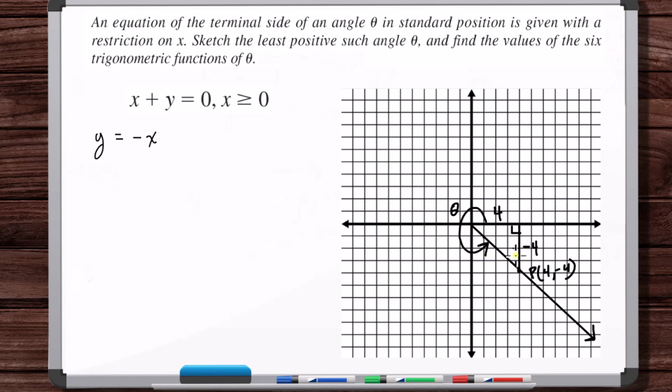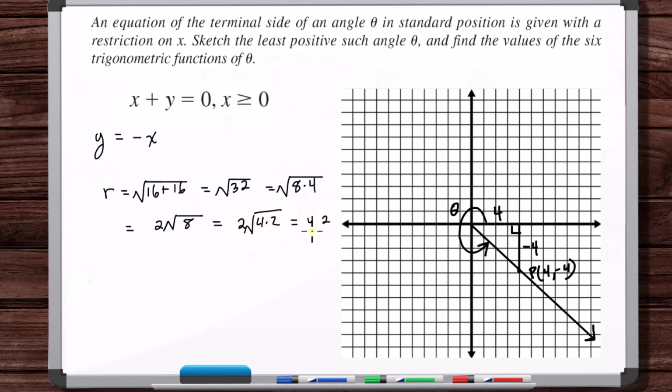Now the radius is, so 4 squared is 16. This is root 32. 8 times 4 is 32. Okay, so you've got 2 root 8. But yeah, so we can do this again. So we have 4 times 2. So this is 4 root 2.